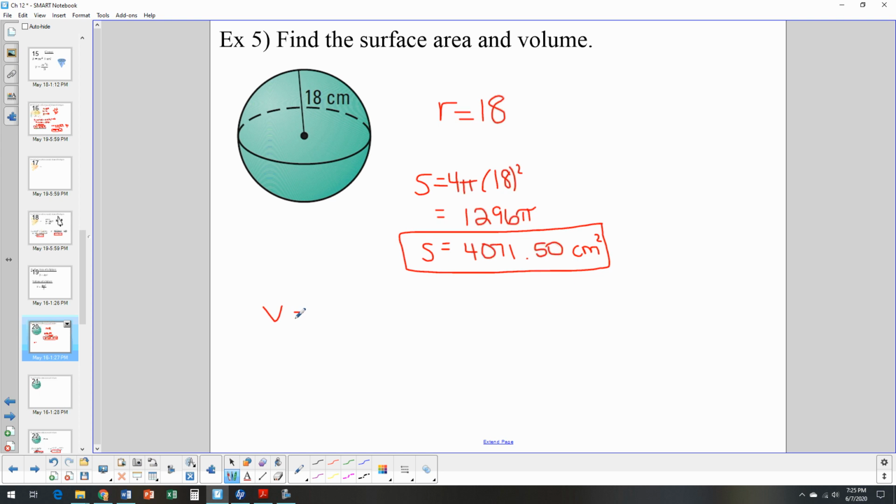All right, volume, we have 4 pi times 18 cubed. All right, that's the part people mess up on here. They still do squared instead of cubed. So we're doing 18 to the third power, multiplying it by 4, dividing by 3. We get 7776 pi. This is going to be a pretty big number. Our volume is 24,429.02 cubic centimeters.